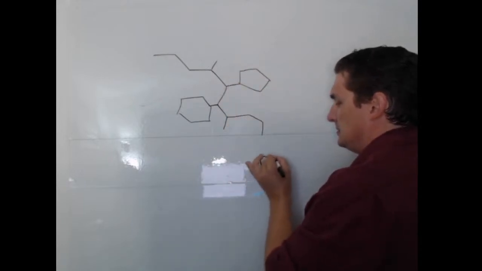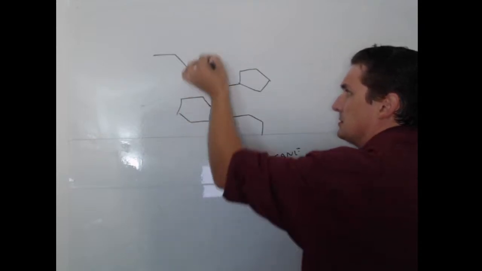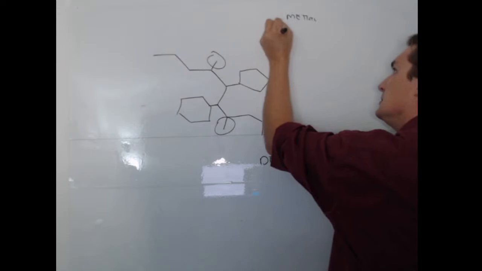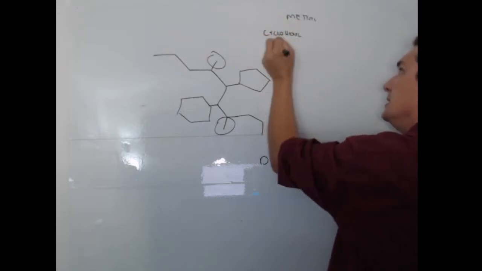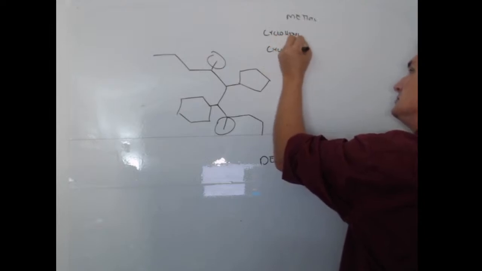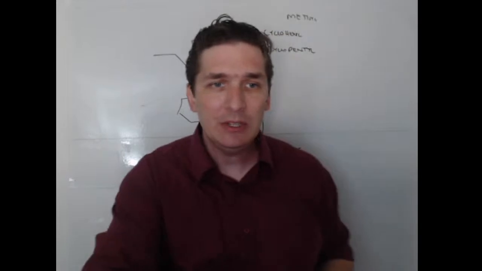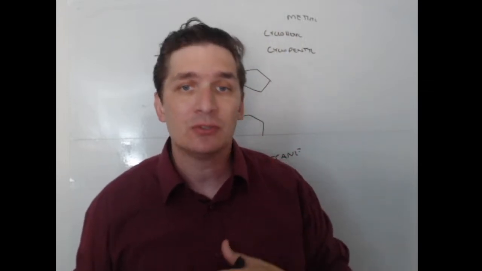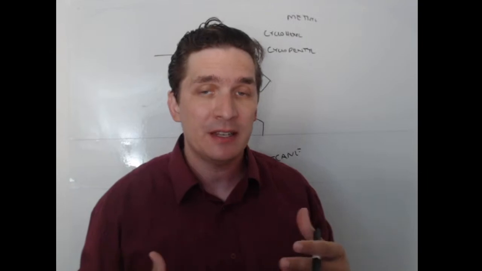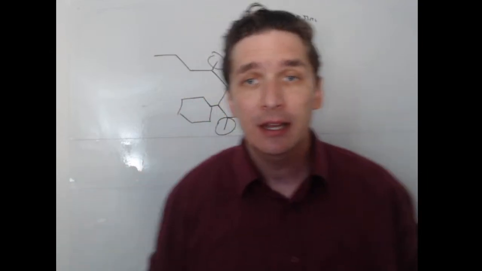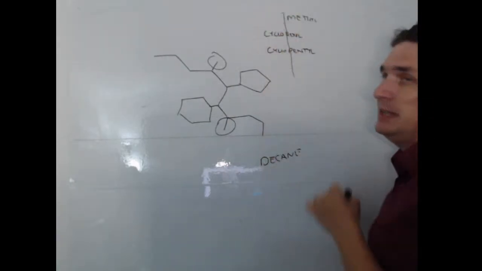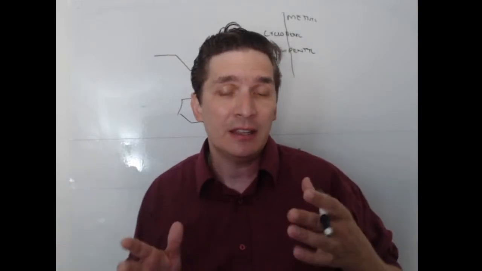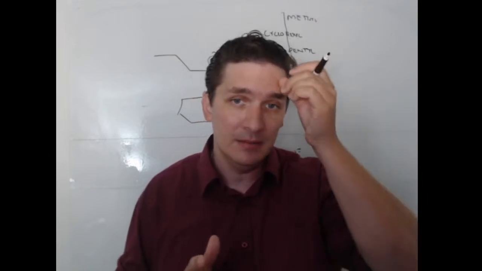So you've got the decane, and you've got 3 groups: methyl, cyclohexyl, and cyclopentyl. The way we look at these groups in IUPAC is that cyclo is just a modifier. It's still a hexyl group, it's still a pentyl group, it's just that cyclo says it's in a ring. So we ignore the cyclo when we do the naming. We also ignore di, tri, tetra, and things like that because those are just modifiers. They don't change the fact that it's a methyl, ethyl, butyl, propyl, pentyl.